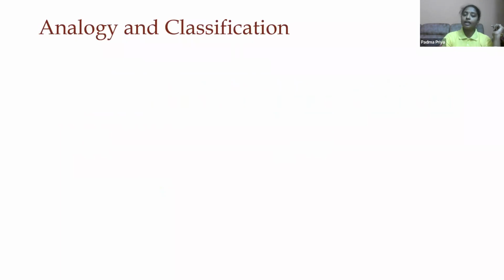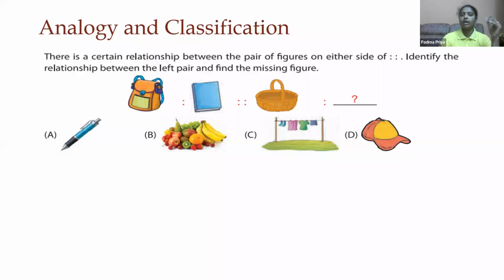Now let's see analogy and classification. Analogy and classification is all about applying your basic knowledge. The question is a very simple question of standard basic level. You are correlating your knowledge of how things are related, like a bag and a book. How are they related? The book is kept in a bag.